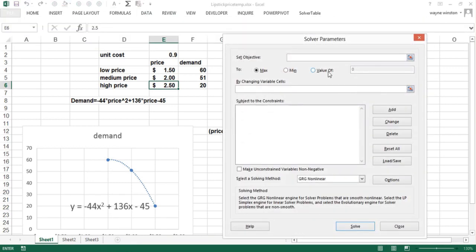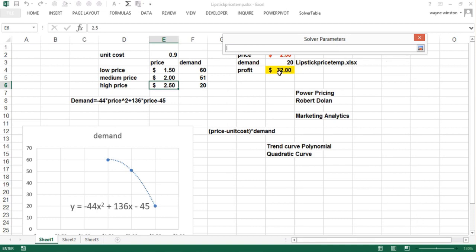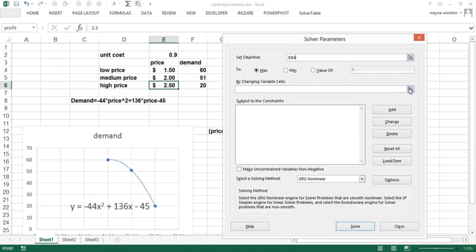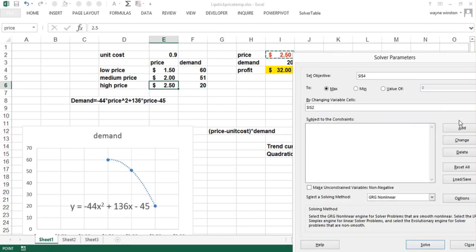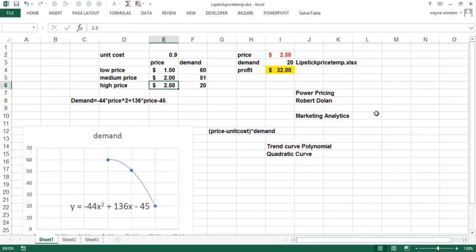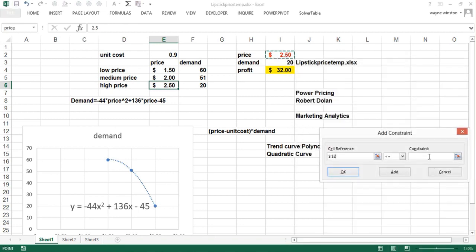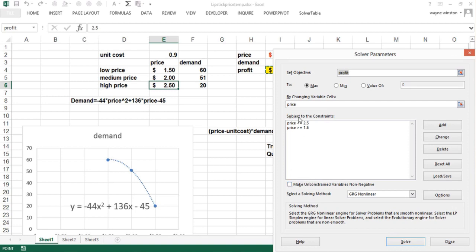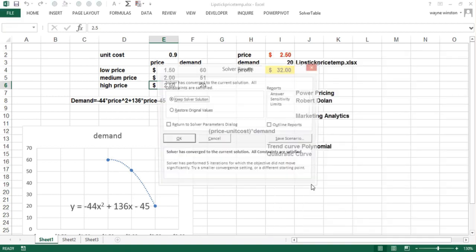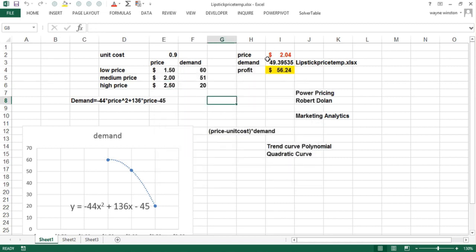So we'll go solver, maximize profit. I want to change the price, and I'll simply add a constraint that price is less than or equal to 250, and the model is nonlinear because you have a price times a price squared, in fact. Add price greater than or equal to 150. And now it's not linear. We don't need the non-negative because the price is between 150 and 250. And we get a price of $2.04 would maximize our profit.